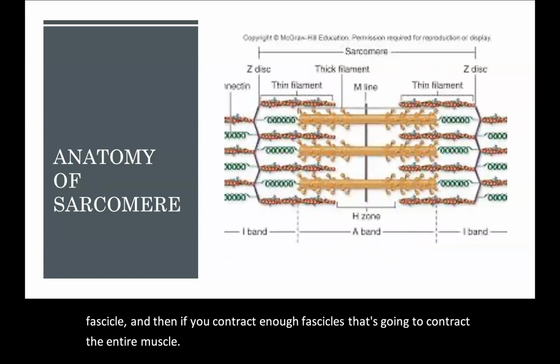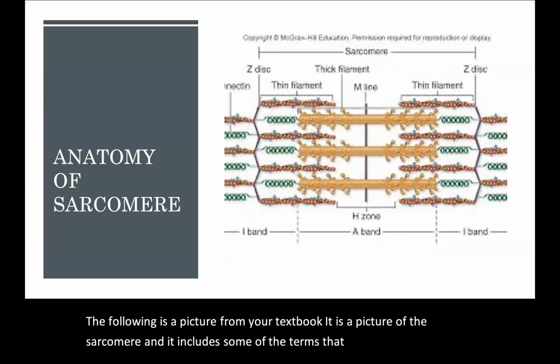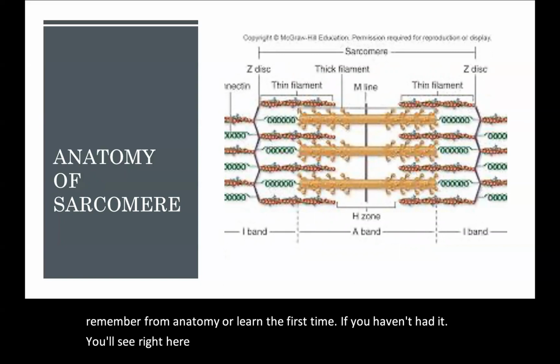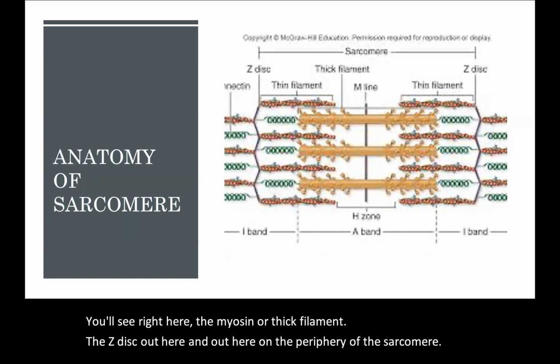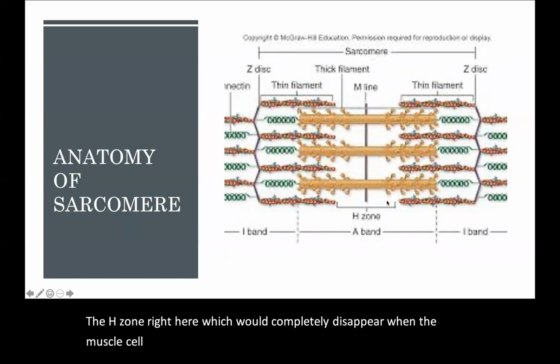The following is a picture from your textbook. It is a picture of the sarcomere, and it includes some of the terms that you will need to remember from anatomy or learn the first time if you haven't had it. You'll see right here the actin or thin filament. You'll see right here the myosin or thick filament, the Z disc out here and out here on the periphery of the sarcomere. See the H zone right here, which would completely disappear when the muscle cell is completely contracted.